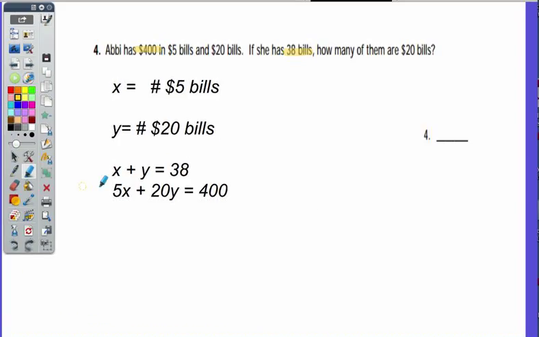So that means I need to get rid of my X's. So I'm going to get rid of my X's. That means I need to make these be opposites of each other. And so I'm going to multiply the top equation by -5.